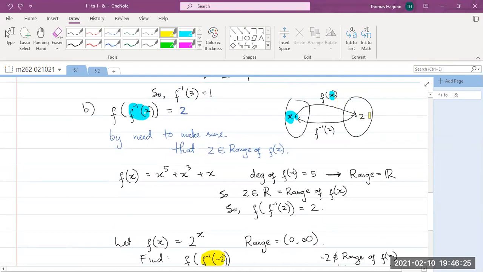Okay, so as easy as this part B question in our original question seems, there are more things to actually mention: that we need to have the requirement that the 2 has to be in the range of the function. Now then, how do we show that 2 is in the range of the function? You need to go back to your pre-calculus: this function is a polynomial with odd degree. Therefore, the range is all real numbers. If the degree were even, what would that mean? It won't be one-to-one.